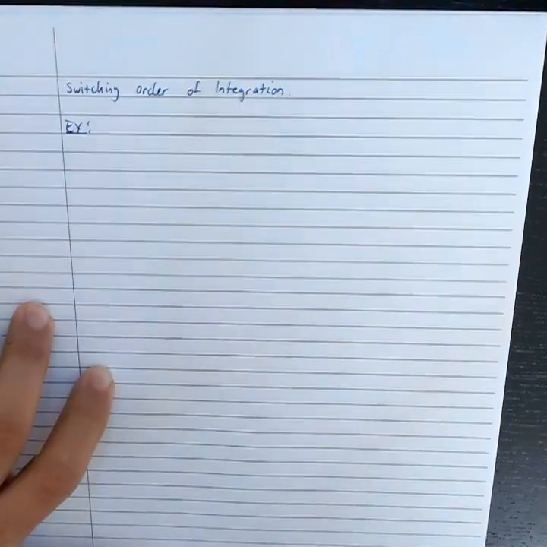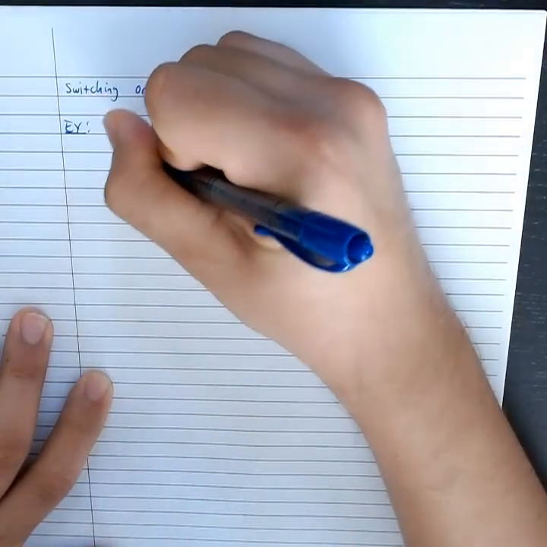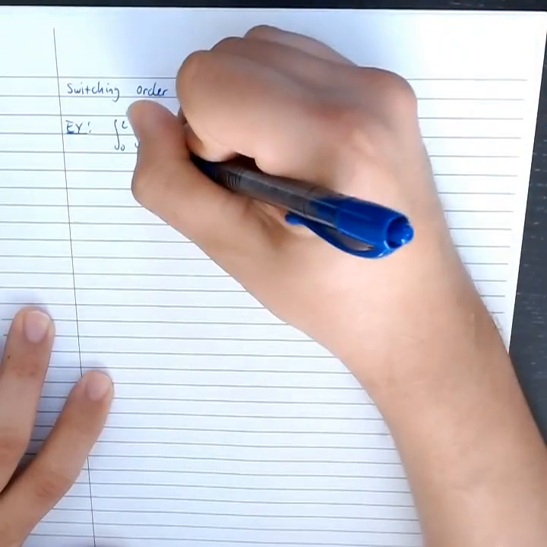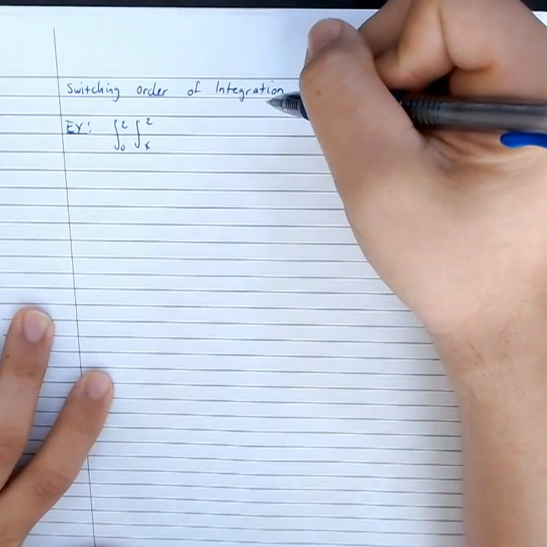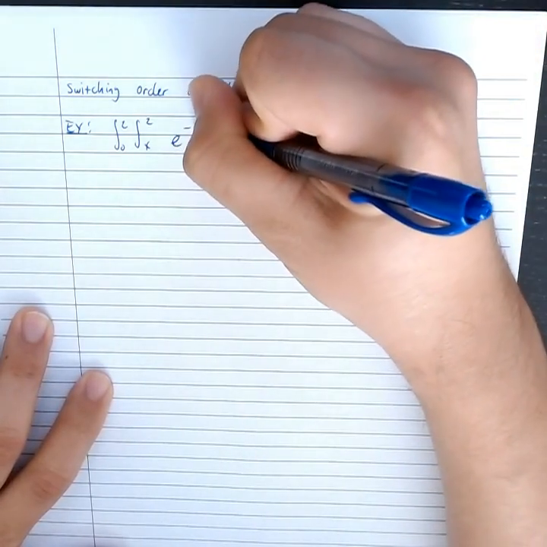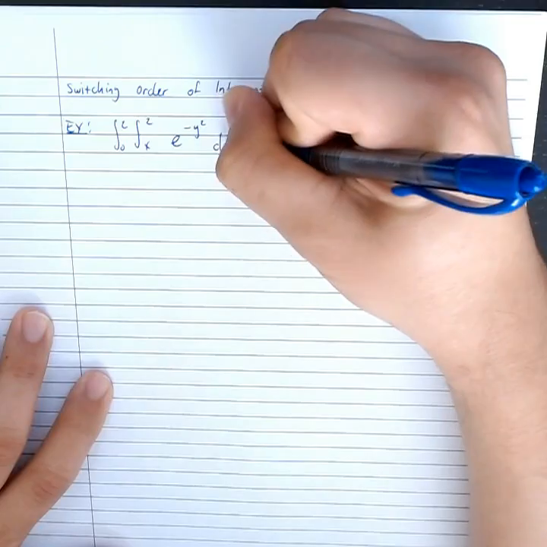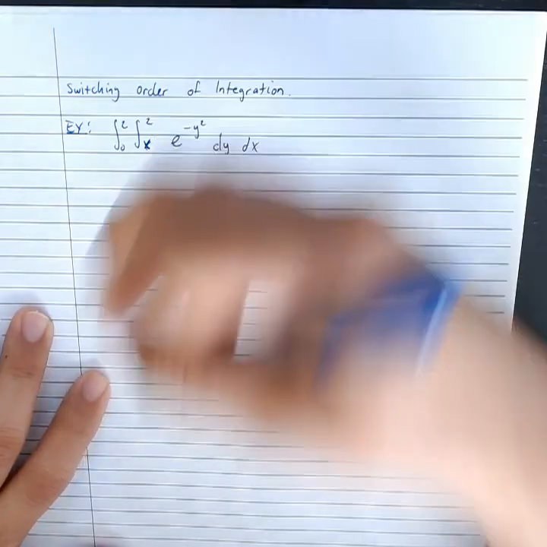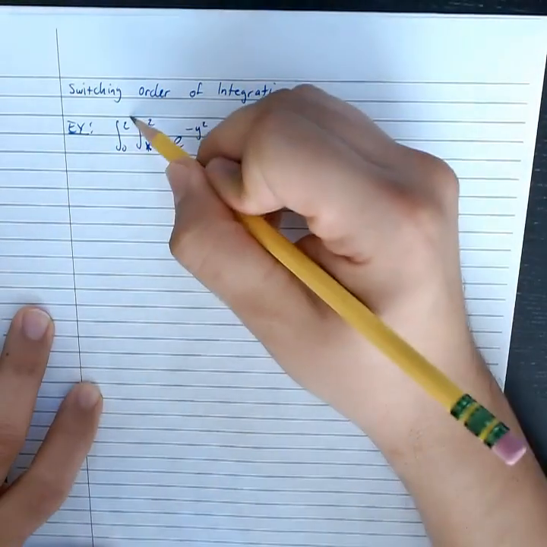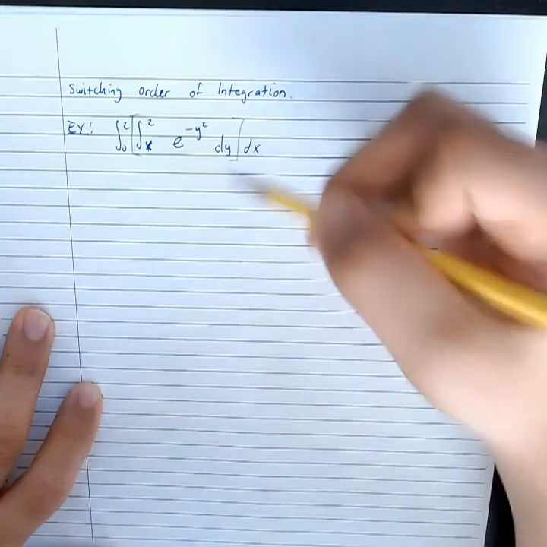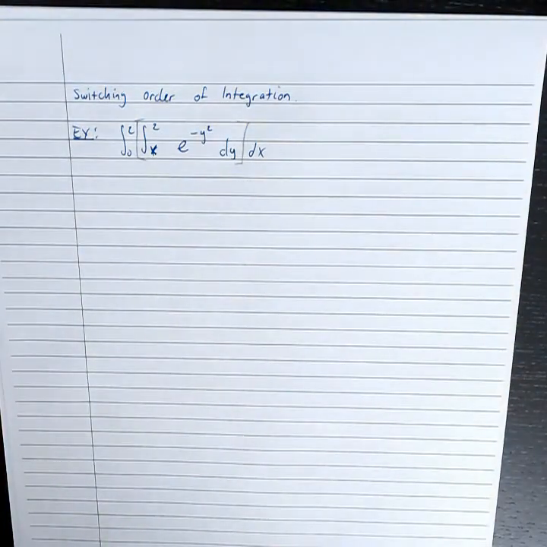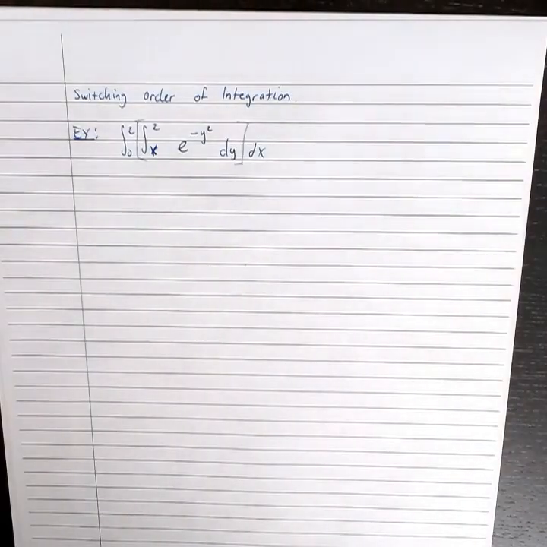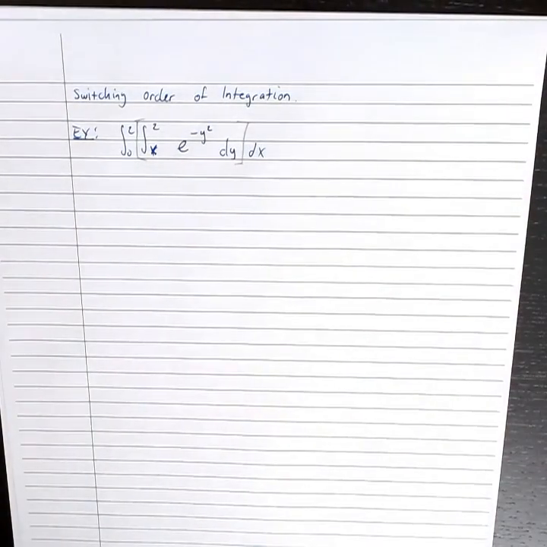Let's try the integral from 0 to 2 of the integral from x to 2 of e to the minus y squared dy dx. Okay, and as always, we begin with this integration here. Okay, great. So all I need to do is to integrate e to the minus y squared with respect to y. And I don't really know how.